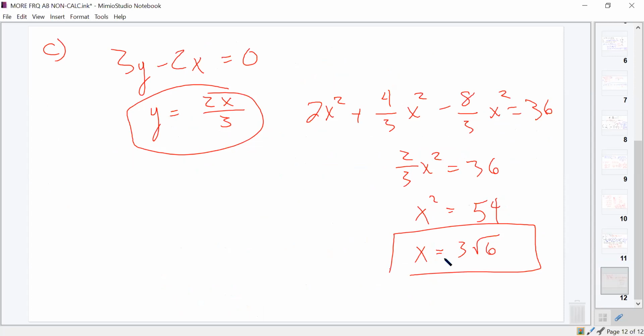And that was worth 2 points. 1 for setting this equal to 0, and 1 for this point. So even if you didn't know what to do once you got y equals 2/3 x, you could have at least got half the points for that problem still. Good or no?